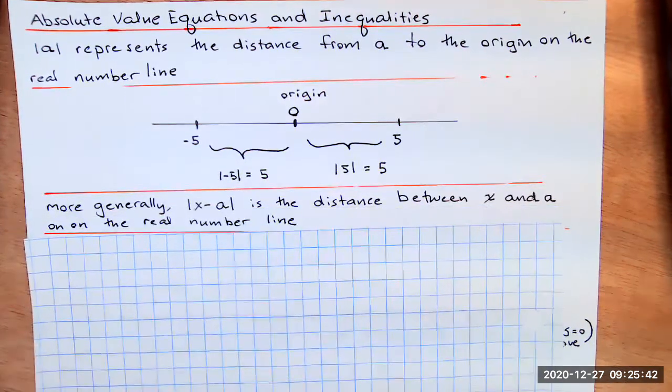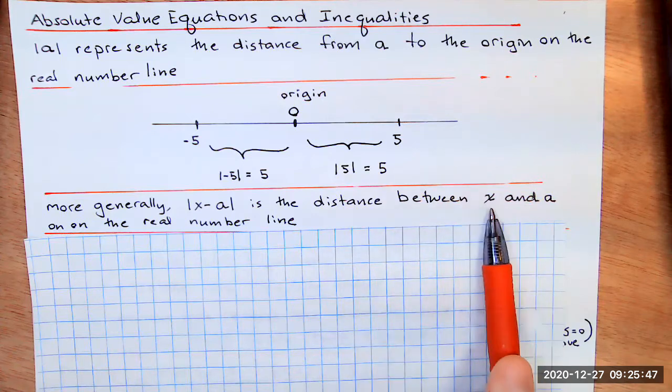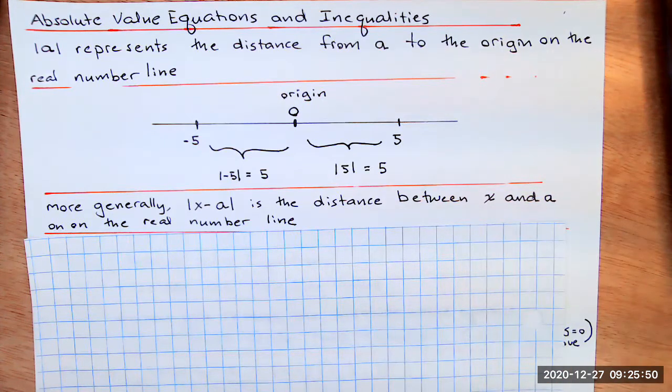And if you have the absolute value of an expression x minus a, that's the distance between x and a on the real number line.